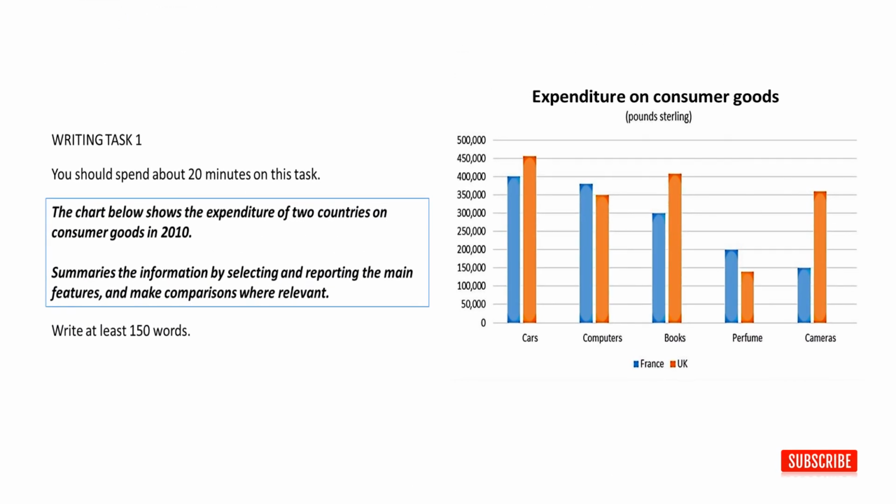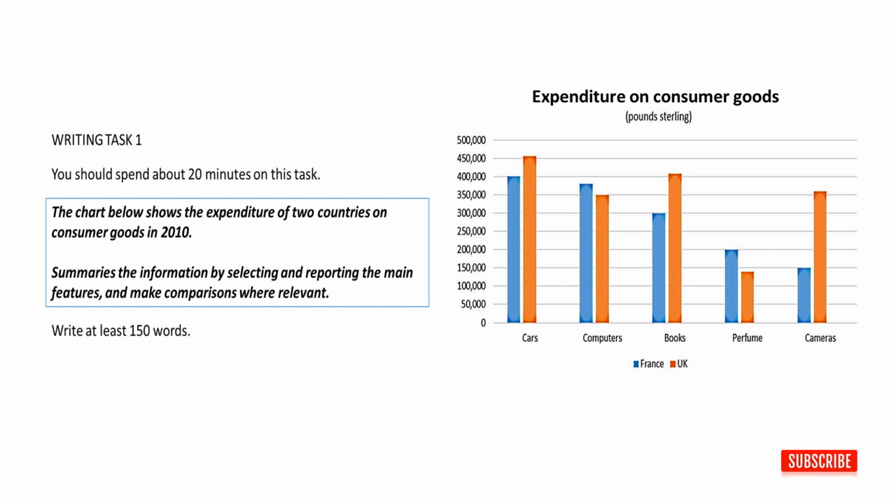This is an example of writing task 1 question. The first thing you need to do is to read the question card. The chart below shows the expenditure of 2 countries on consumer goods in 2010. If you get a graph or a chart with 1 year like this one, all you can do is just to compare. In this case, you can't use movement language words such as decrease, grow, fluctuated.